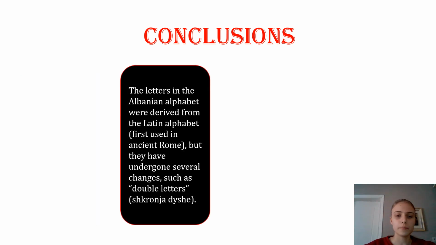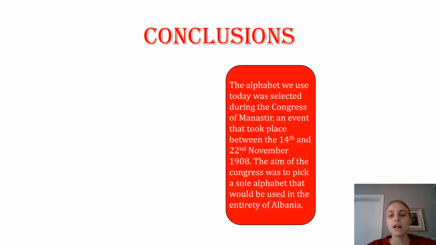The letters in the Albanian alphabet were derived from the Latin alphabet first used in ancient Rome, but they have undergone several changes, such as double letters, which we call shkronja dyshe. The alphabet we use today was selected during the Congress of Manchester, an event that took place between the 14th and 22nd November 1908. The aim of the Congress was to pick a sole alphabet that would be used in the entirety of Albania.